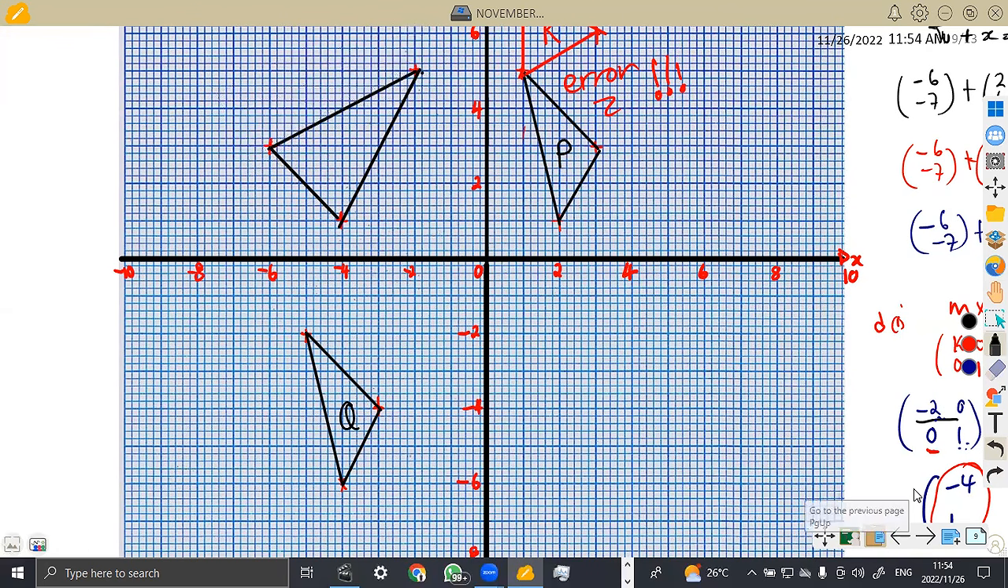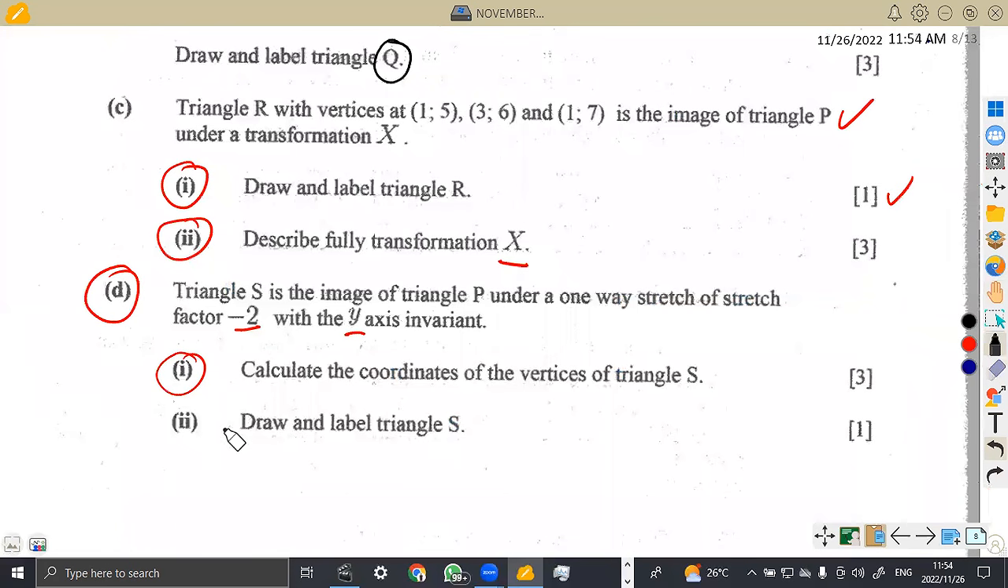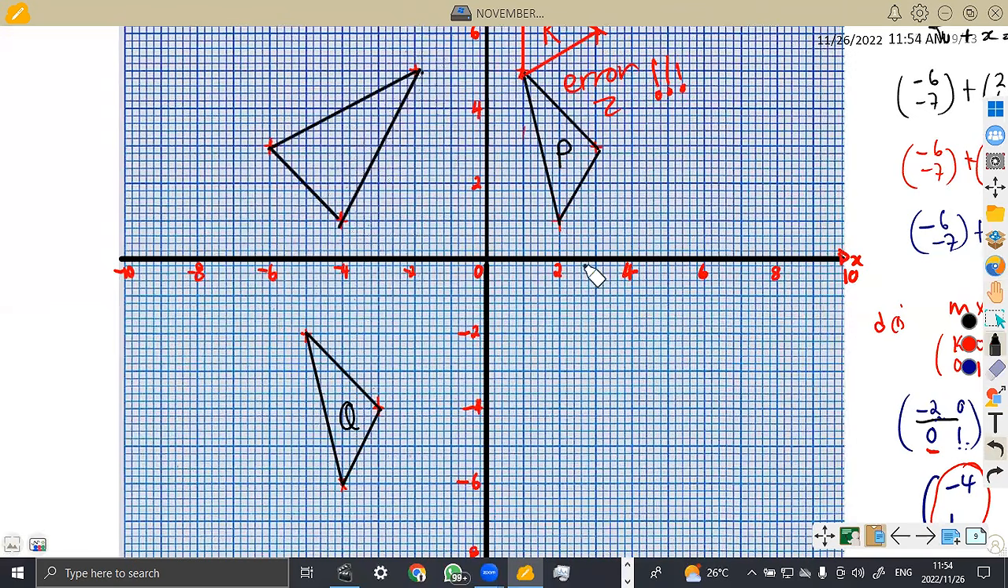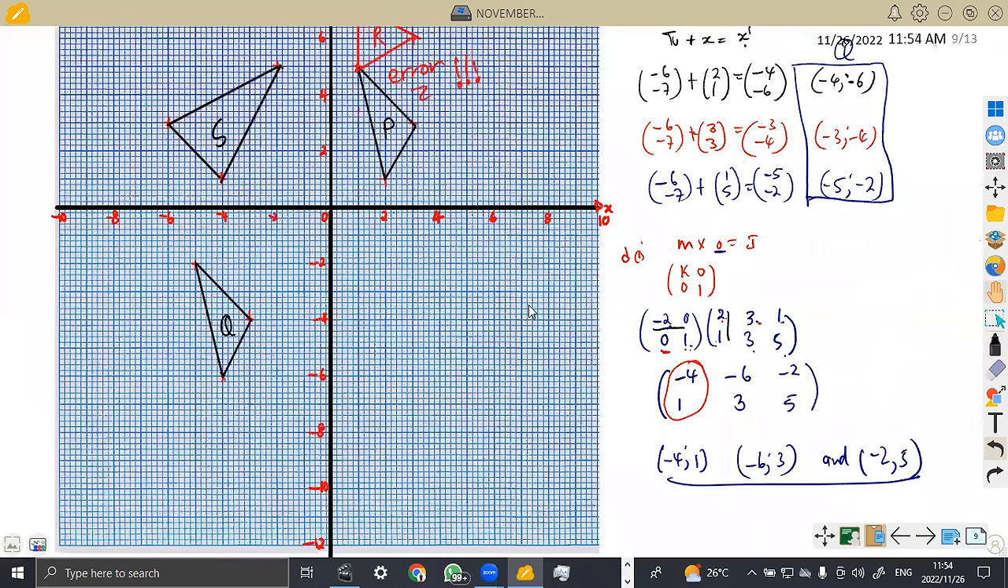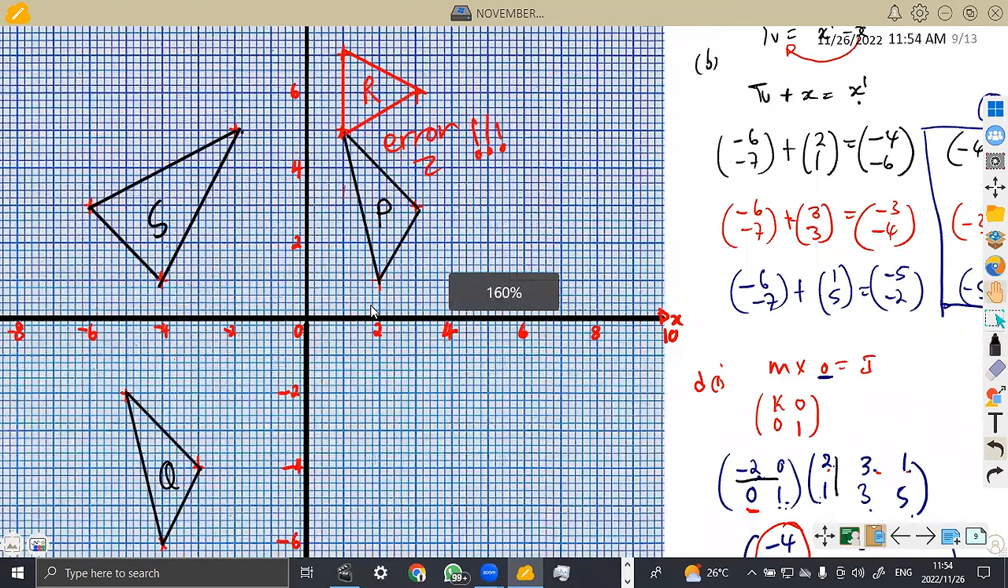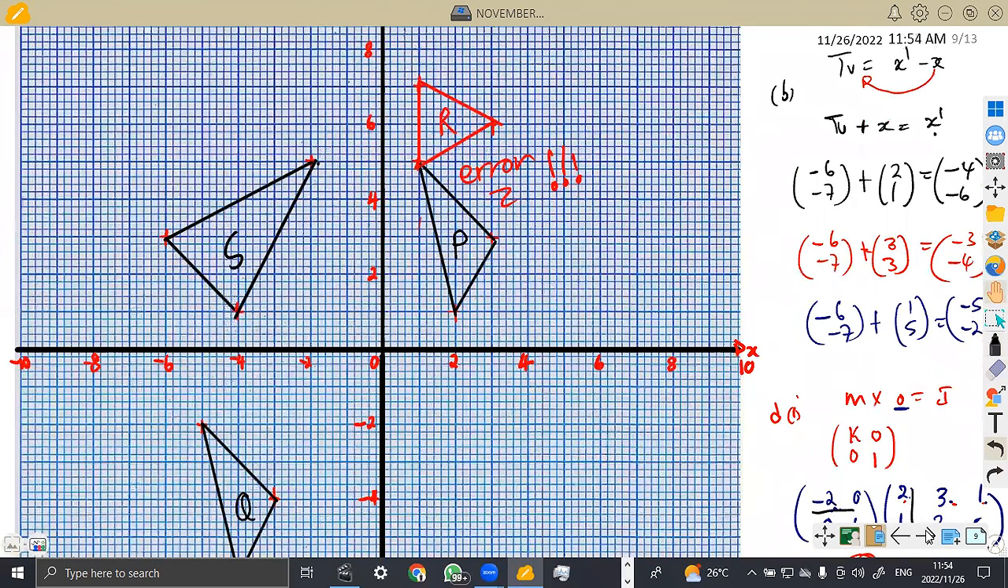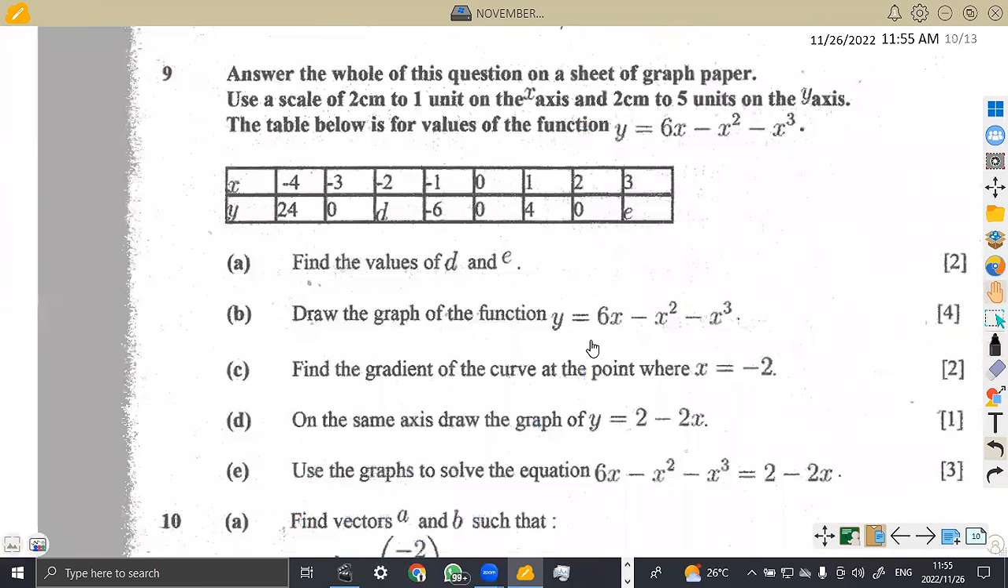From this part, after joining, this is triangle S. On item 2, draw and label triangle S. So we are going to name inside this triangle S. Okay, so that was your transformation question. As we can see, it was actually an easier question besides the errors that we had, but it was one of the easiest.